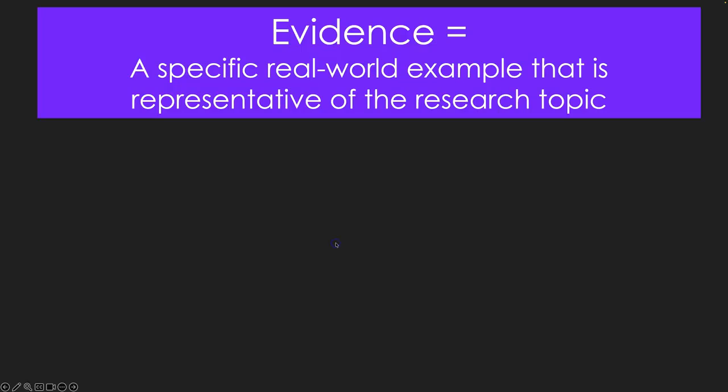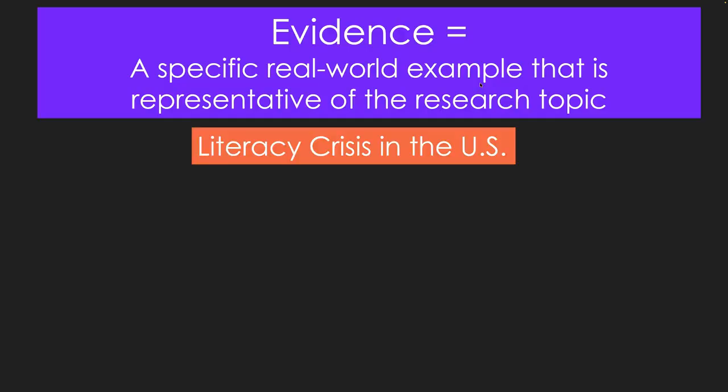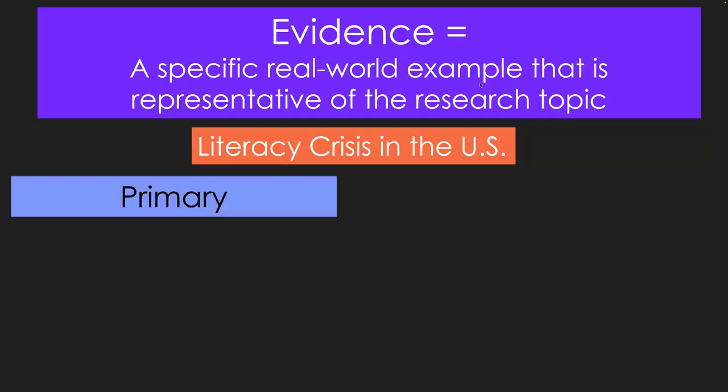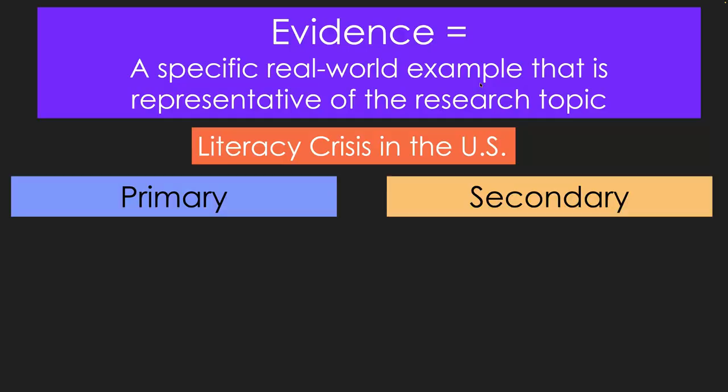So let's think about that. Remember, as we're trying to do this, we're just trying to find a few more, maybe 5, 6 more sources that can help us give a specific real-world example that is representative of your research topic. So again, think about what your research topic is. Think about the research that you've done. What has stuck out to you? What could you go into more depth about? So again, if I'm talking about the literacy crisis in the United States, or whatever your topic is, what you need is primary source evidence and secondary sources.